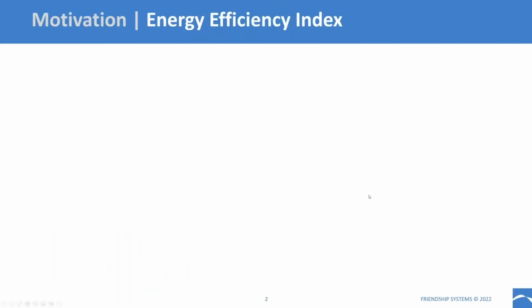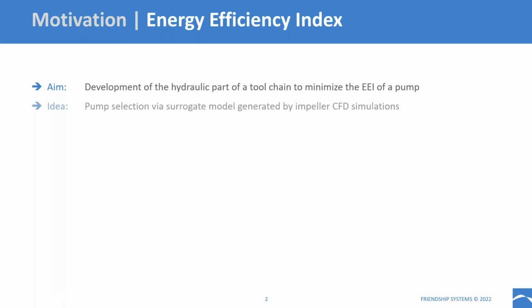Okay. So the motivation, as we've seen from Tony, is this so-called energy efficiency index. We want to design pumps that have a low energy efficiency index, and our aim is to develop the hydraulic part of the tool chain with the target to minimize this energy efficiency index of the pump. And the idea that we followed in the work we did in this project was to facilitate the pump selection using a surrogate model, and that surrogate model is generated by impeller CFD simulations.